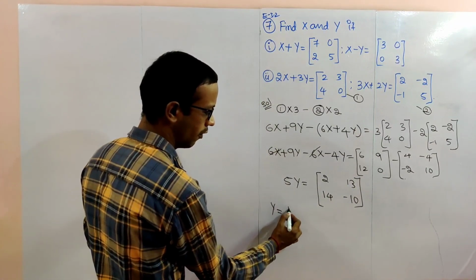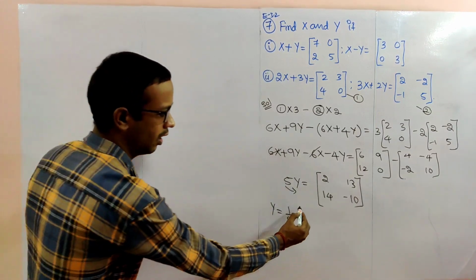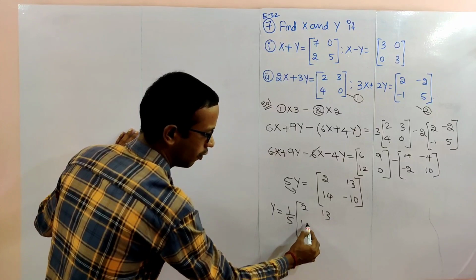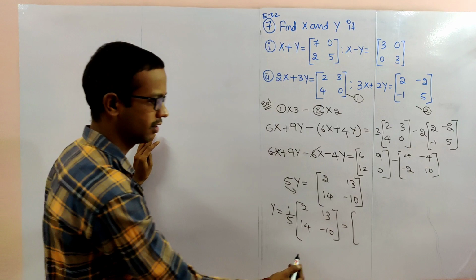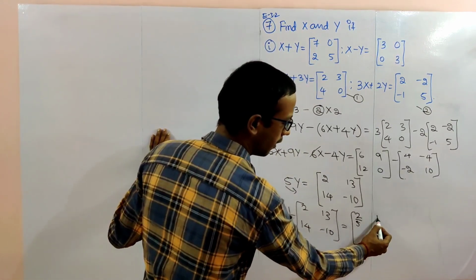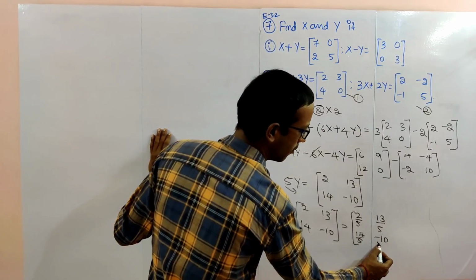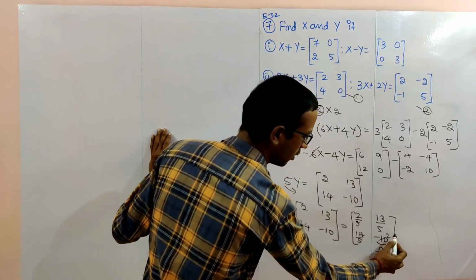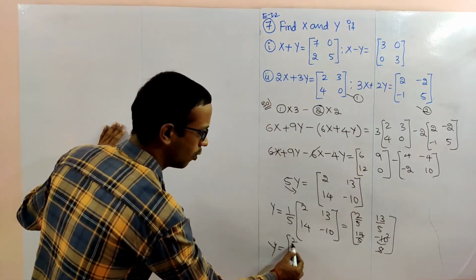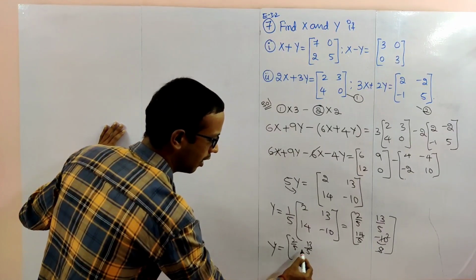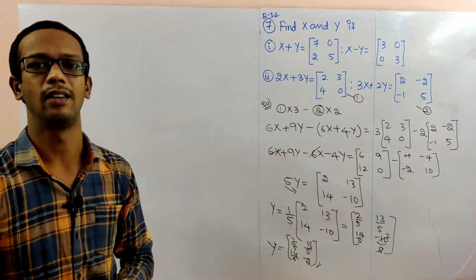Y is equal to 1 by 5 you will get. If you send it to the right side, it will become 1 by 5, times the matrix 2, 13, 14, minus 10. If you multiply inside, what you will get? 2 by 5, 13 by 5, next 14 by 5, minus 10 by 5. Only one cancellation, this one. Therefore, Y matrix is what? 2 by 5, 13 by 5, 14 by 5 and minus 2 is the Y matrix.